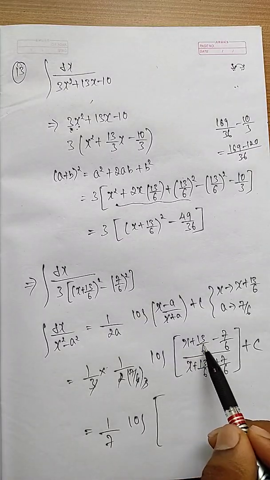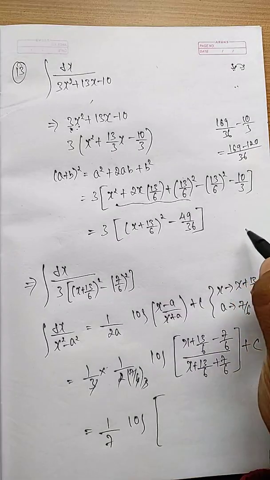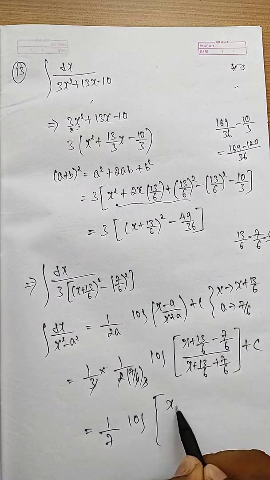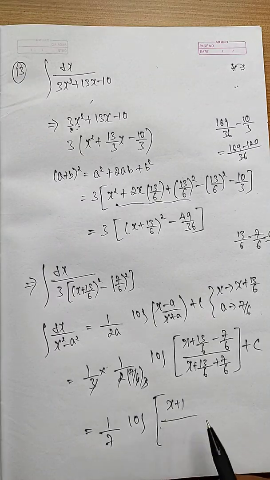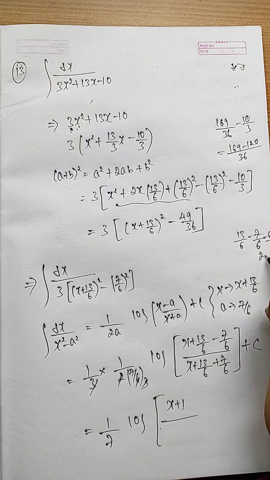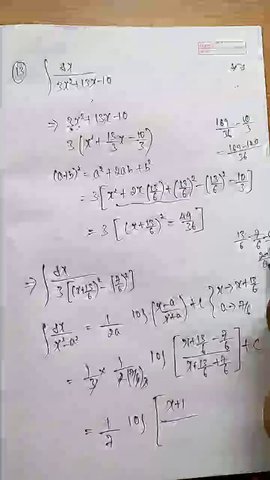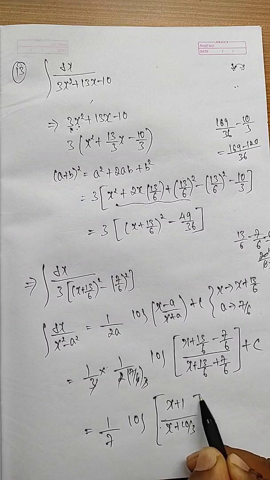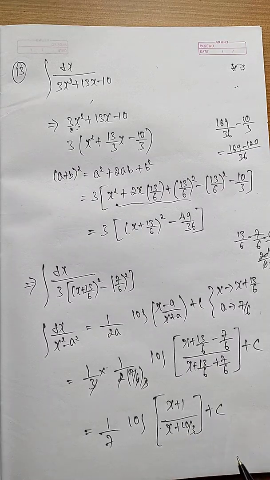Here 13 by 6 minus 7 by 6 means 13 minus 7, that is 6, and 6 by 6 is 1, so x plus 1 here. So in the denominator 13 plus 7 is 20 by 6. 20 by 6 means 2 tens are 20, 2 threes are 6, so x plus 10 by 3 plus c. So this is the problem.